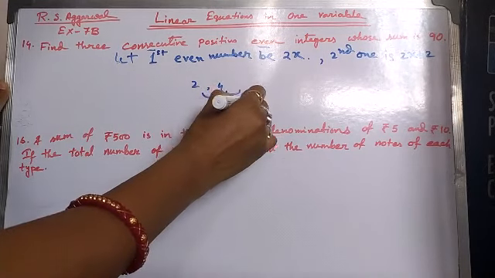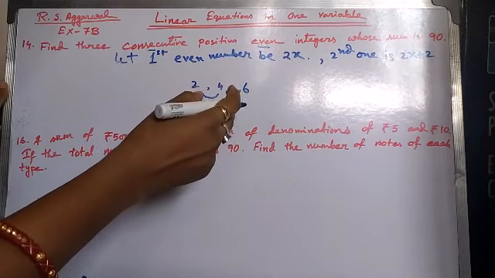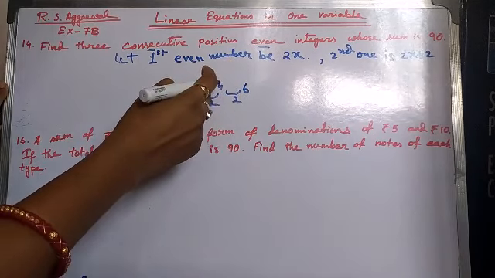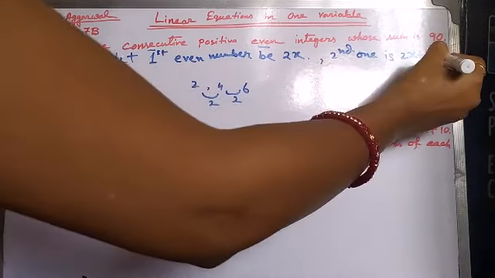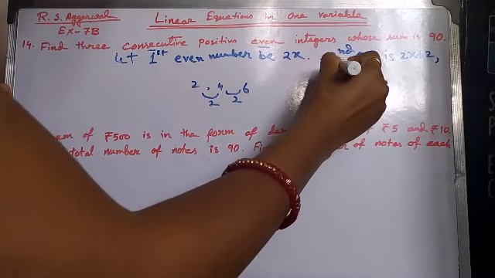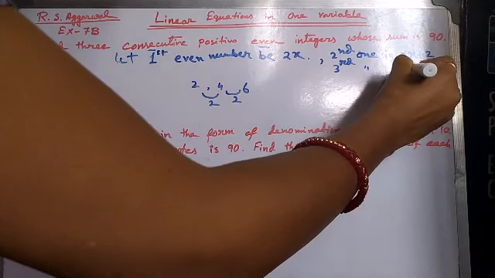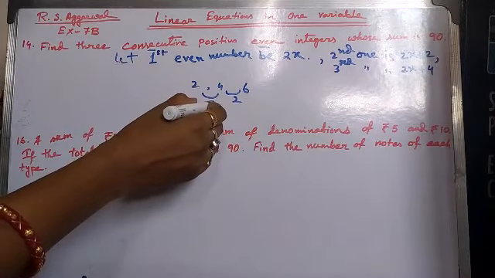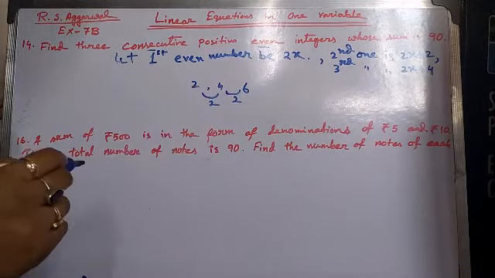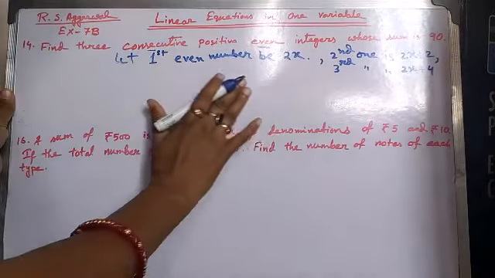4 and 6, the distance between them is 2. That means 2 will be added to get the next number: 2 plus 2 is 4, 4 plus 2 is 6. So the third one will be 2x plus 4, that means 2 plus 4 is 6. So 2x plus 4 will be the third number.